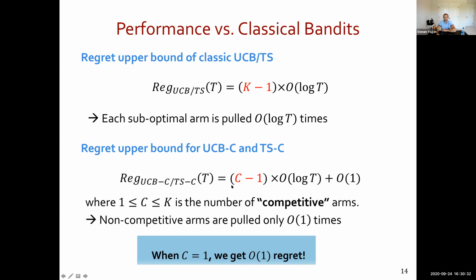More precisely, what we achieved is that instead of pulling every single suboptimal arm log t times, we are only doing that for the arms that we deem as competitive. I'll define what that means. But the arms that we deem as non-competitive are going to be pulled only finitely many times, only order 1 time. What this means is that our algorithm starts in the usual way, but after some finite point is reached, some of the suboptimal arms are basically stopped from being pulled. So they will never be pulled after some finite time is reached. And the number of competitive arms can be as large as k.